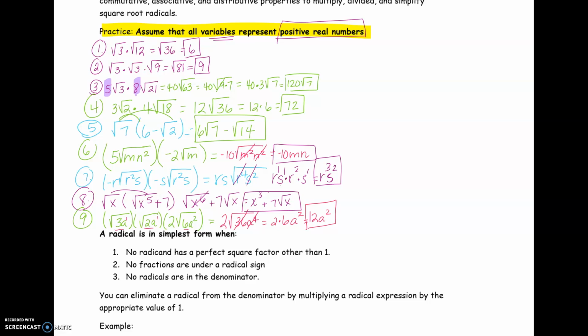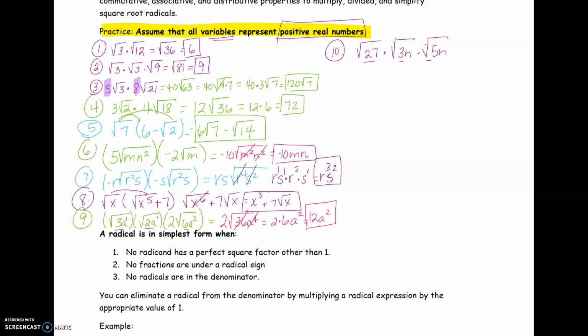All right, I'm going to come over here. It looks like I have 3 or 4 more I want to do with you all. Number 10, the square root of 27 times the square root of 3n times the square root of 5n. All right, everything's under the radical. I'm going to go ahead and multiply my numbers. So I have 27 times 3 times 5.